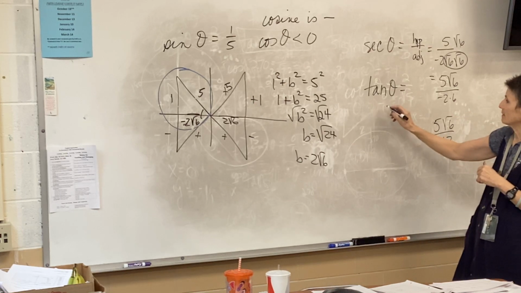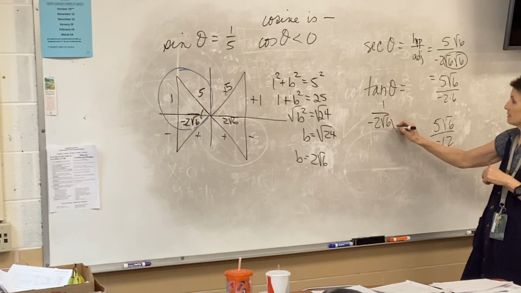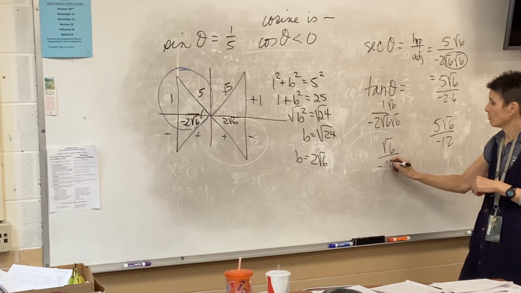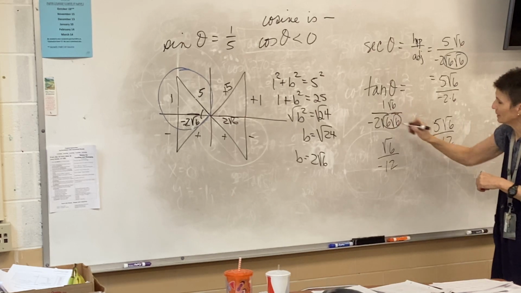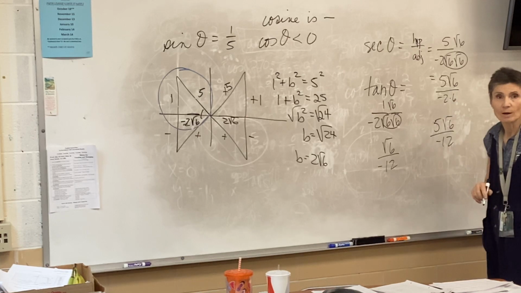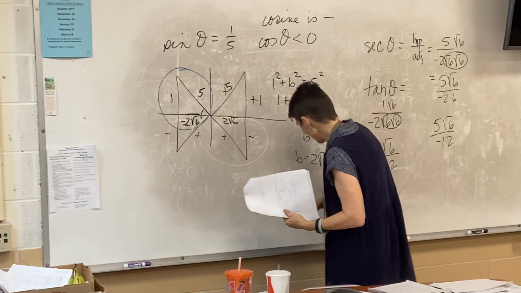Tangent, same thing. 1 over negative 2√6. Get rid of that √6. So we have √6 over negative 12. These two make a plain 6, and 6 times 2 is negative 12.